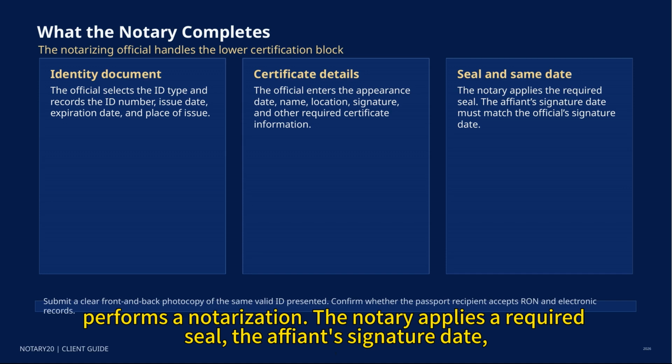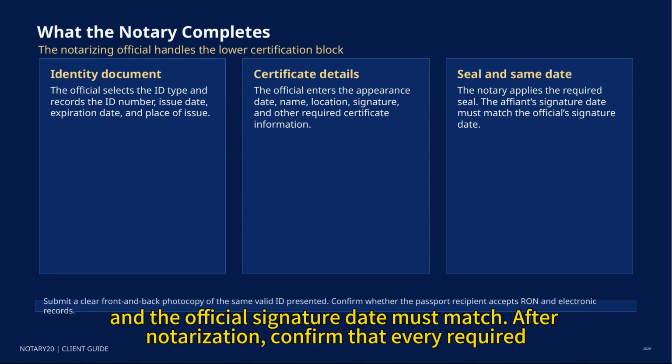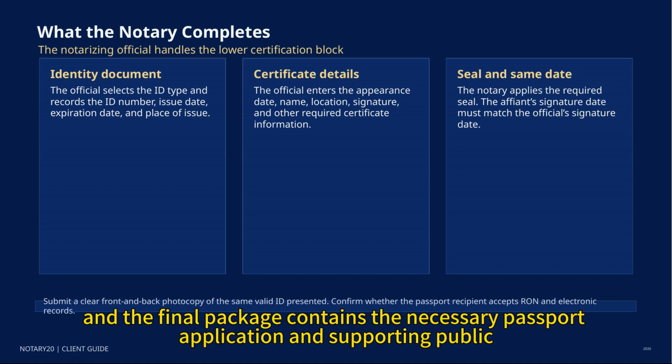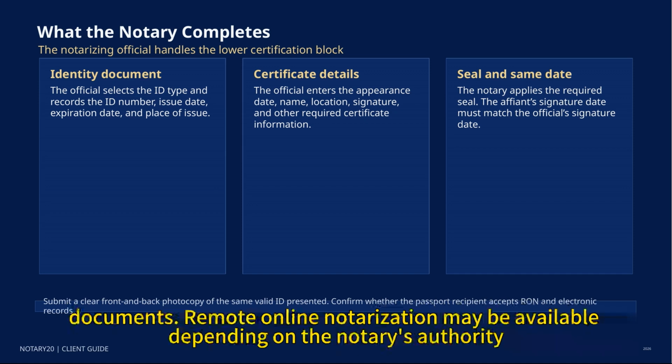The affiant's signature date and the official's signature date must match. After notarization, confirm that every required field is readable, the seal is visible, the ID photocopy includes both sides, and the final package contains a necessary passport application and supporting public documents.